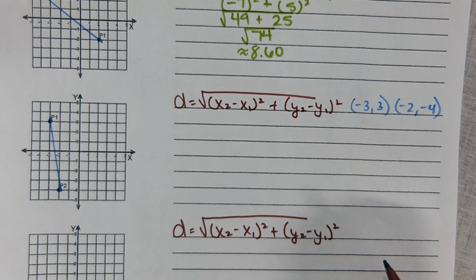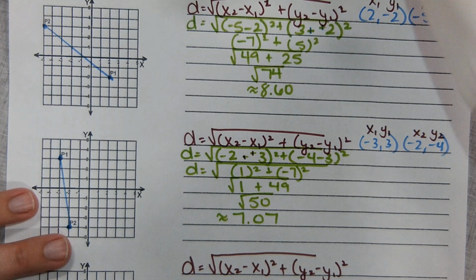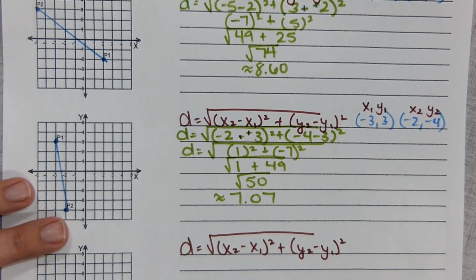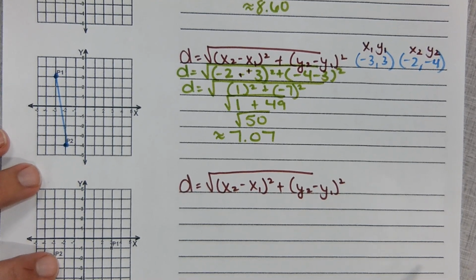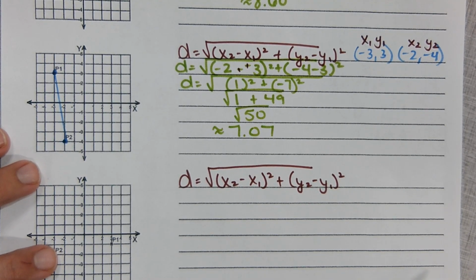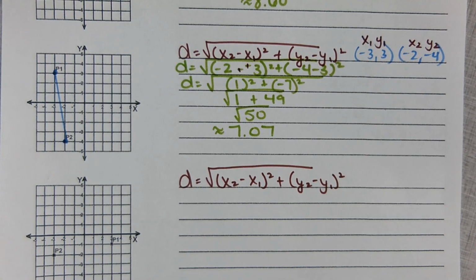I'm getting square root of 50. Is that where you guys are at? Yeah. Cool. Here's what I got. You didn't get square root of 50. Just look at where it went wrong.